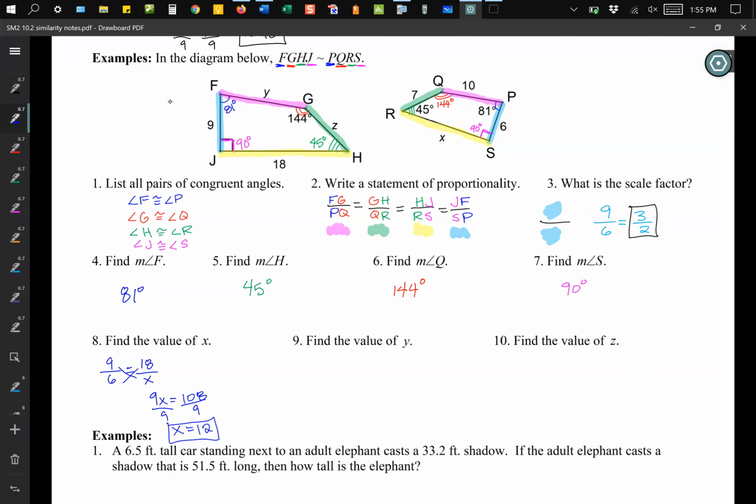Okay, the value of y. So y is a pink side. So pink over pink, y over 10 equals blue over blue, 9 over 6. And it doesn't matter which fraction is on which side. Just make sure it's big shape over little shape equals big shape over little shape. So y times 6 is 6y, 9 times 10 is 90, divide by 6, and you get 15.